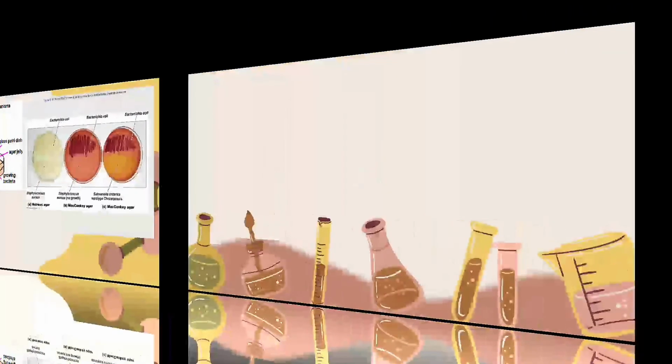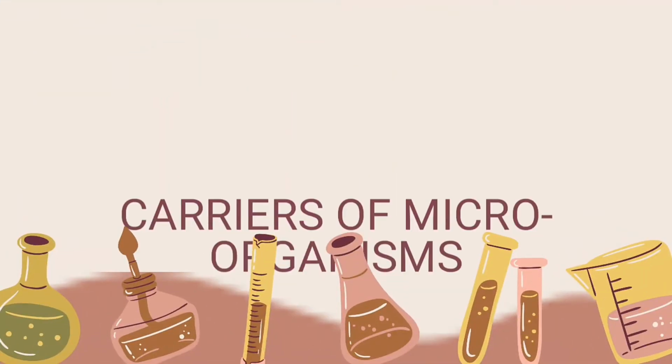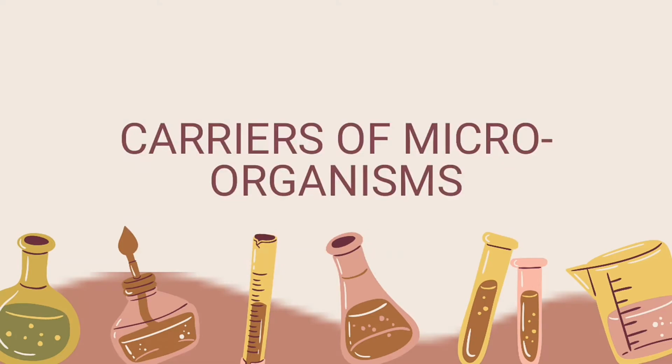Then we now move on to carriers of microorganisms. What do I mean by carriers of microorganisms? They are agents which are capable of transferring or carrying microorganisms from one place to another. So they help in carrying microorganisms from one place to another.